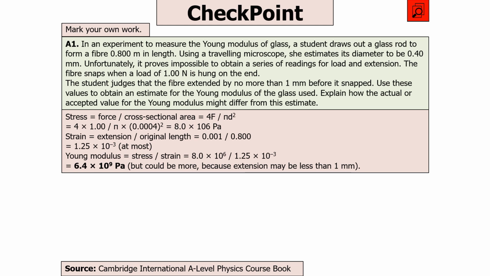Now our strain is extension over the original length, so we're going to have to convert 1 millimeter into meters there, so we can have the same unit. So it's 0.001 over 0.800, so it's 1.25 times 10 to the minus 3. Now we do the Young modulus, the stress over the strain, so we've got the stress, we've got the strain, so it's 6.4 times 10 to the 9 pascals.